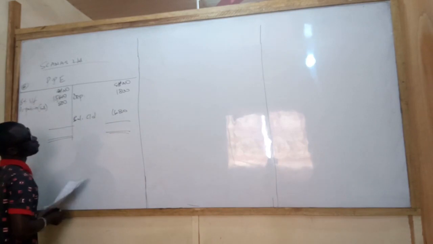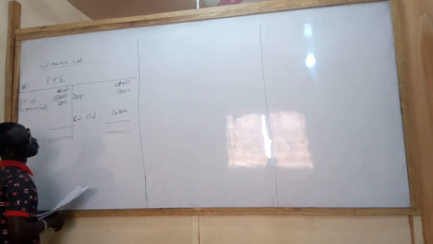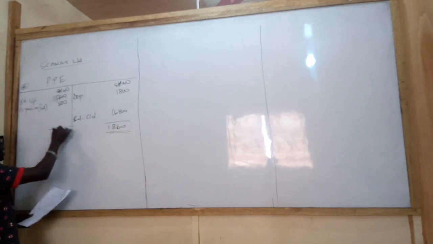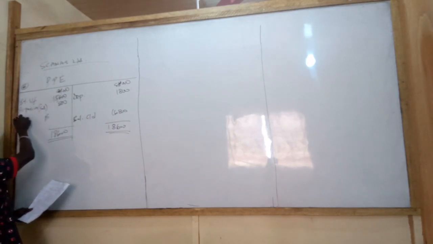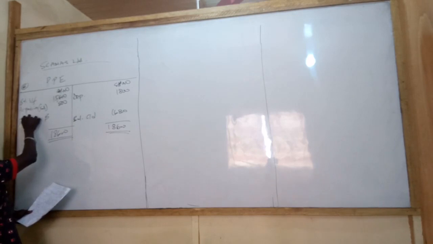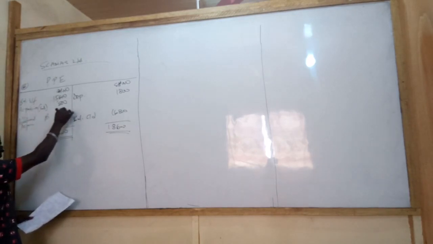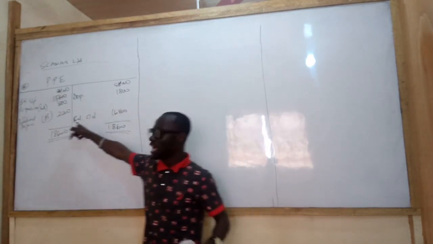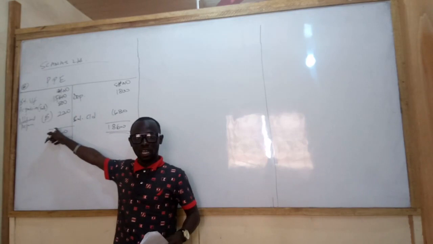Yes. Of? 18,600. So the balancing figure will be what? Additional acquisition. 2,200. So when we go to the investing activities, you will take that as the acquisition of what? Property, plant and equipment.